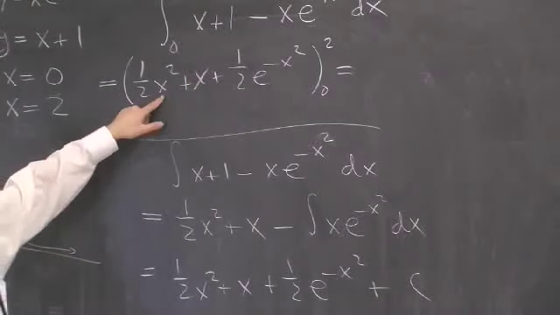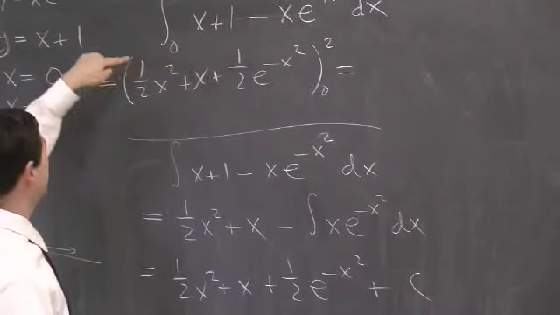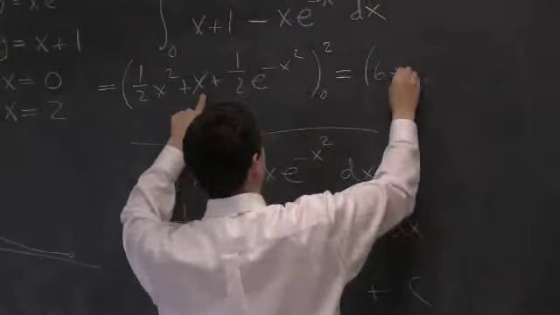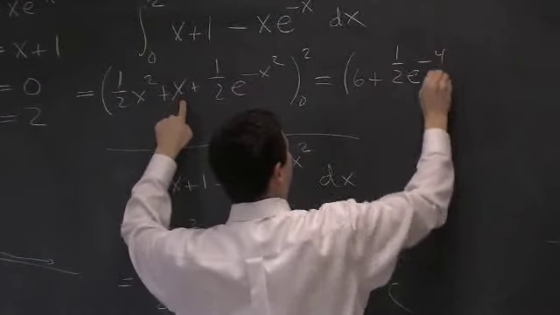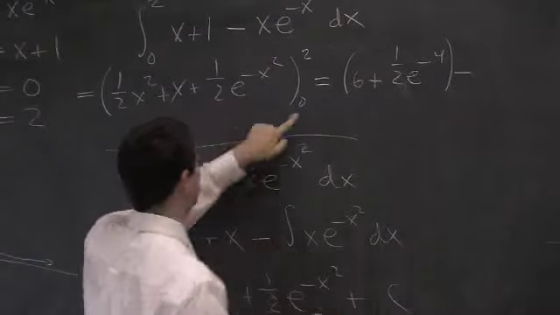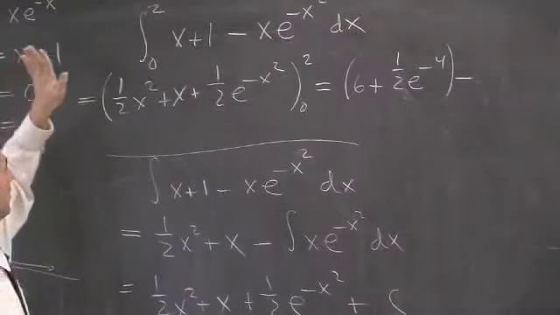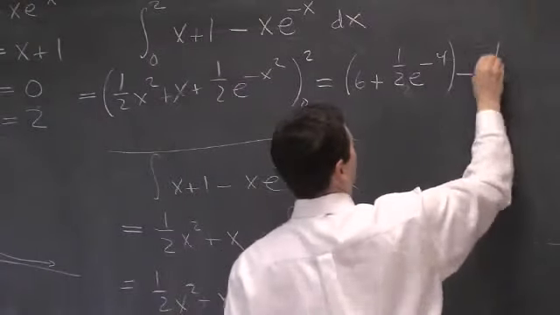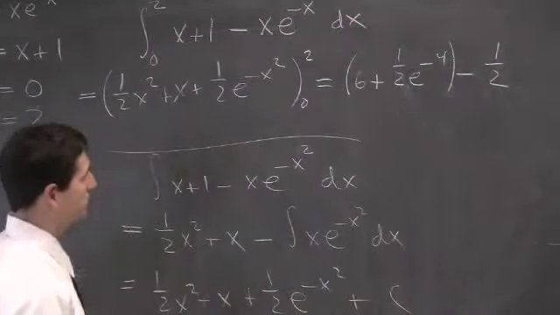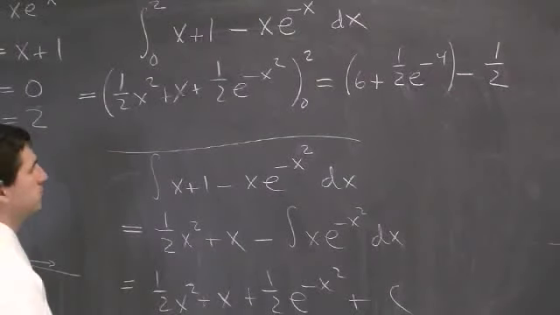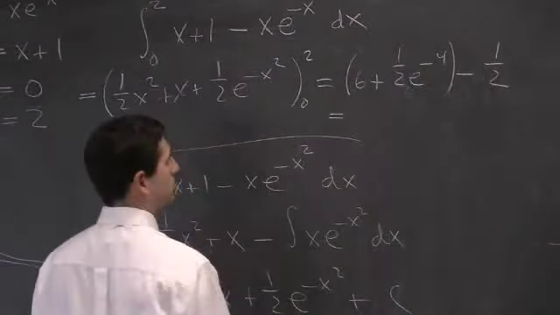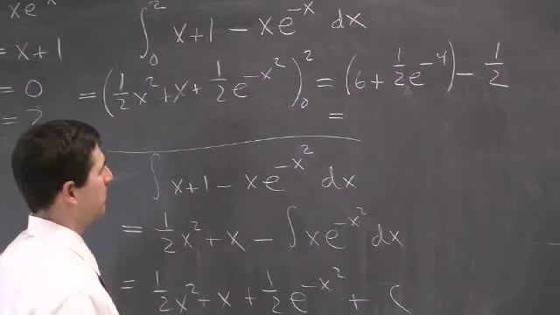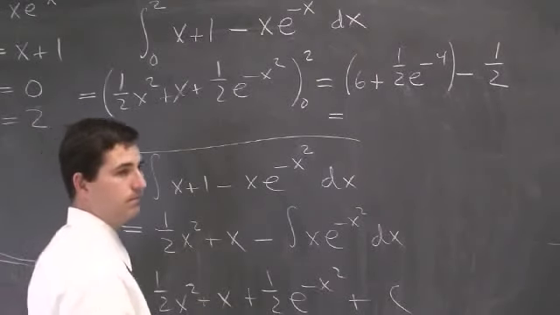Okay, we put in 2. We're going to get 2 squared is 4, times 1/2 is 2, plus 2 is 6. So 6 plus 1/2 e to the minus 4, minus, and then we put in a 0. When we put in a 0, the first two terms go away. Then you get e to the 0, which is 1. So then you get minus 1/2. I think there's a mistake in here somewhere.